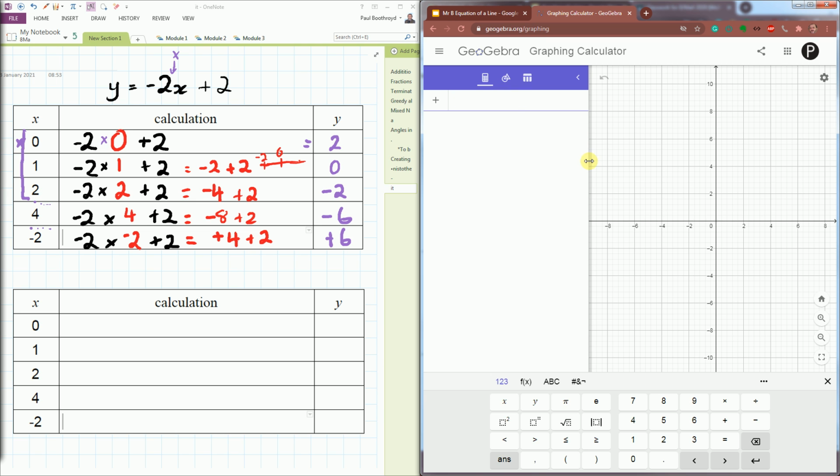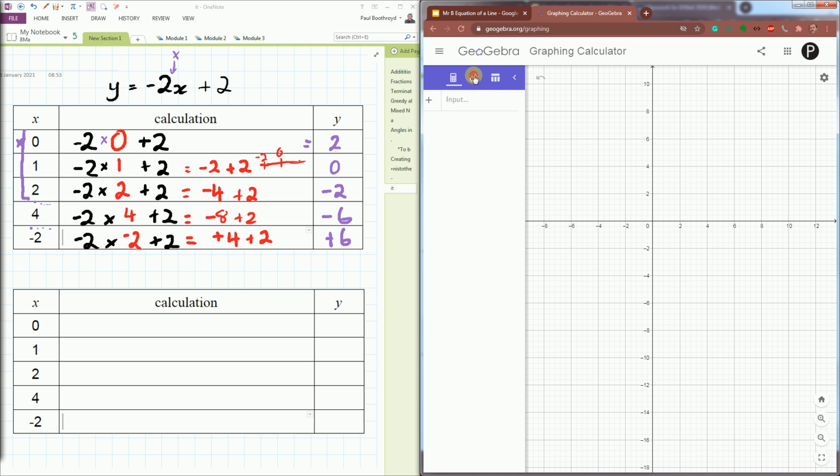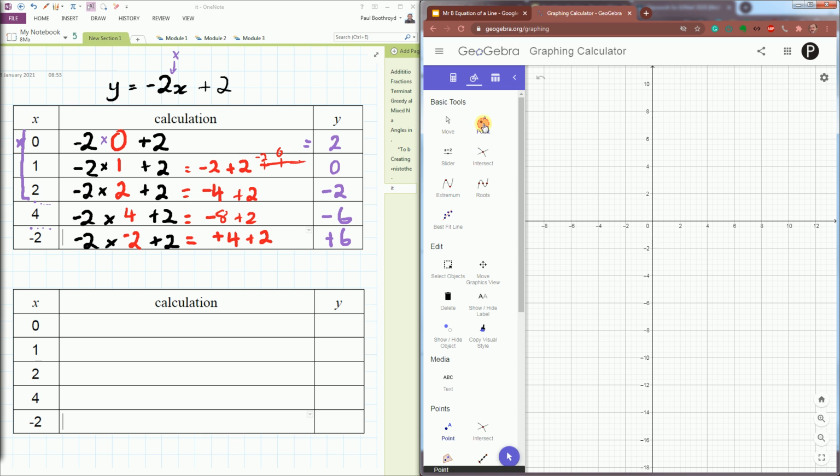In GeoGebra, I'm going to select a point and put the first point at x is 0, y is 2. So there's my first point. Second one is at the point x is 1, y is 0. X is 1 is actually in the middle here. Y is 0. So 1 is halfway between 0 and 2.